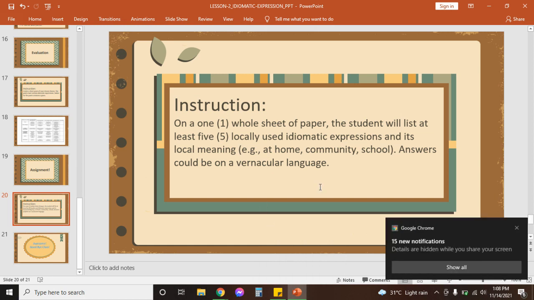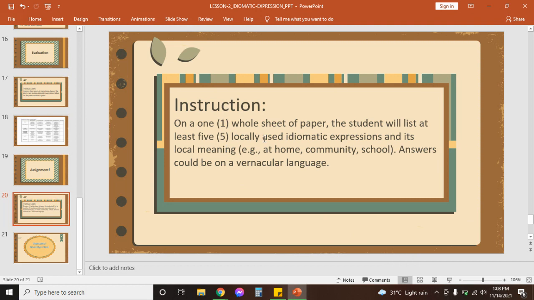Okay. For the instruction, let me clarify it. On one whole sheet of paper, you will list at least five locally used idiomatic expressions and their local meaning. So you can use vernacular language, meaning you can use Bisaya, Tagalog, or Bisaya and English, English and Tagalog, or a combination of both, because we are not expecting a grammatically correct sentence since you're still in grade 7.